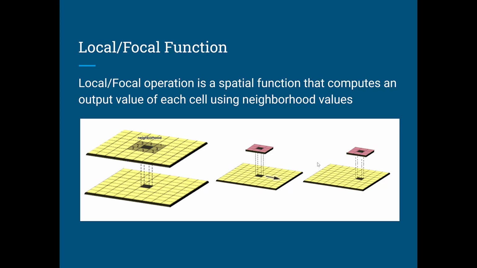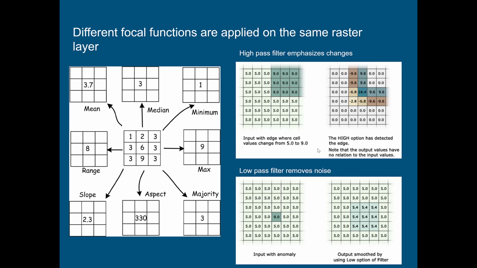This focal function, you will use a lot when you process remote sensing satellite images. For example, there's a window focal function called low pass filter. This low pass filter is very good at removing your noise, your outliers. For example, in this example, you have all the pixels with 5, which is right, but you do have this one that is an outlier. It's noise, it's a spike. So you want to smooth that out.